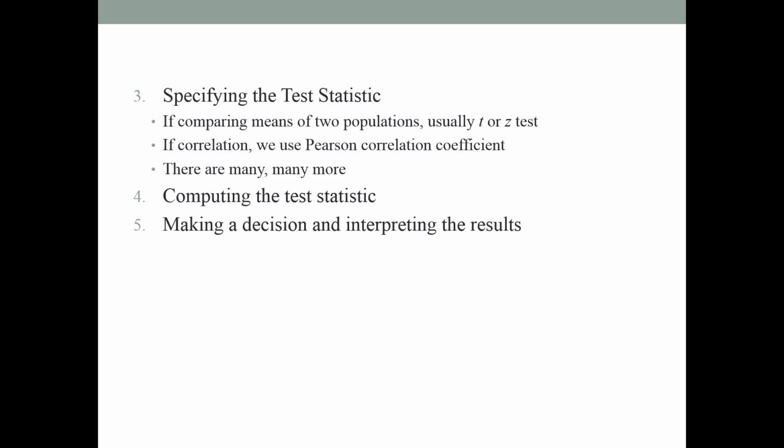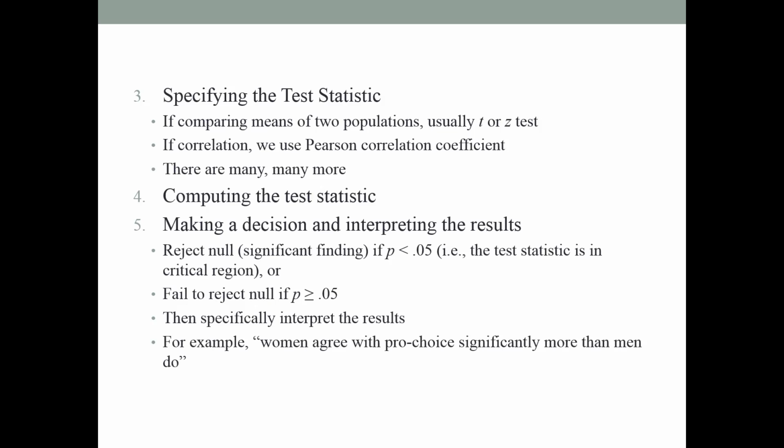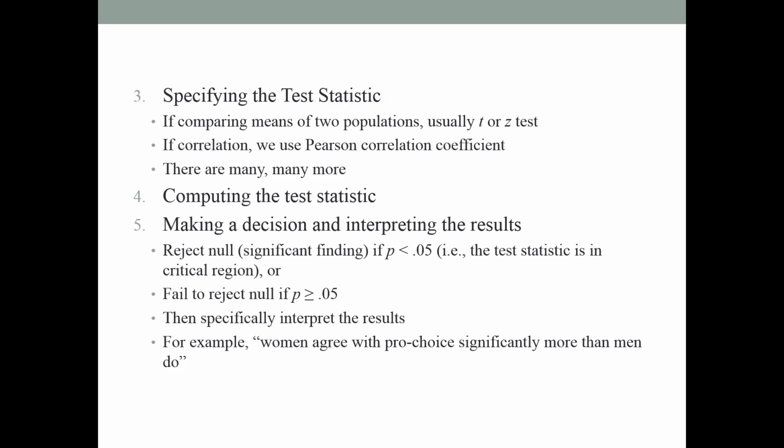And then step 5 is making a decision and interpreting the result. Either you reject the null because p is less than 0.05, right? Or you fail to reject the null. Yeah. And then you need to specifically interpret the result. Okay, you have to remember to interpret the result. So for example, you can say women agree with pro-choice significantly more than men do, if you see the mean from women is more than men's mean. Okay. Then we're going to talk about the Z test, but cover it later.